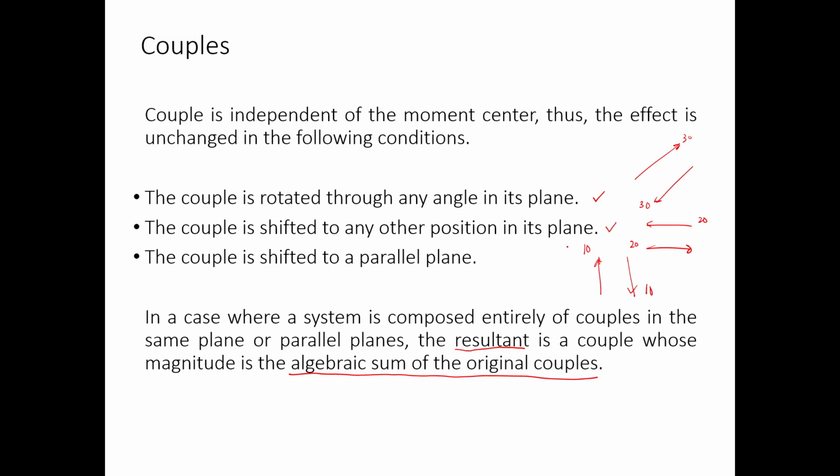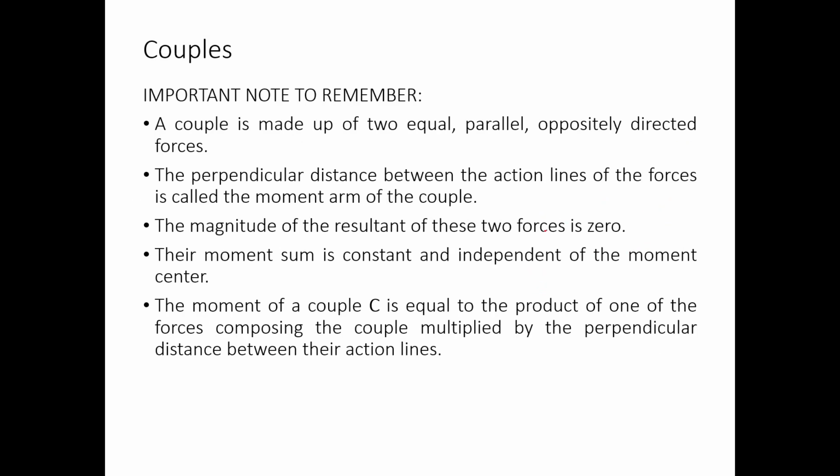So it seems like a new thing, but you can still apply what we have discussed from the previous meeting, the moment of a resultant force system. So, an important note to remember: a couple is made up of two equal, parallel forces but opposite in direction. This is what I told you earlier. The perpendicular distance between the action lines of the forces is called the moment arm of the couple.